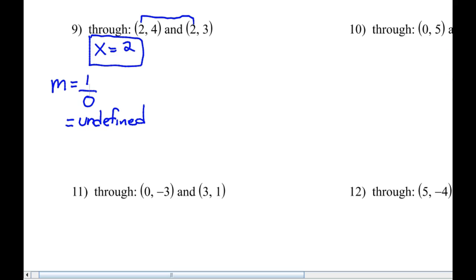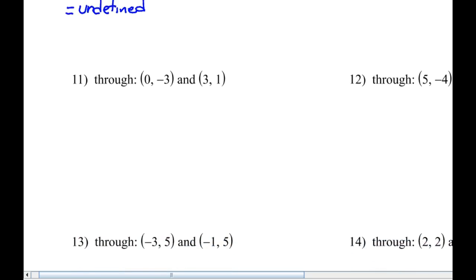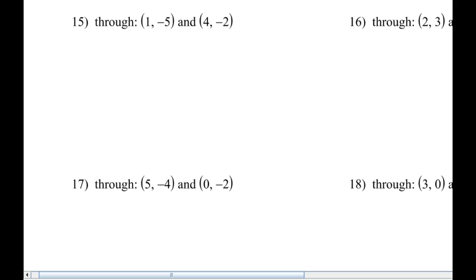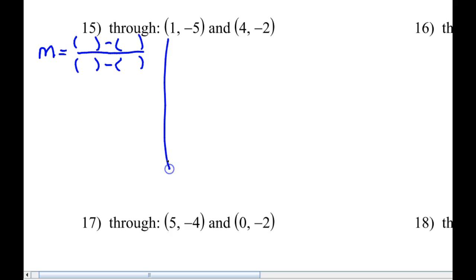Alright, so let's practice with a few more. Like 15, that'd be a good one. Go ahead and try to do the whole thing all the way through. This isn't going to be a vertical or horizontal line, so let's try to do one from beginning to end. Remember, start off by finding the slope of the 2 points, then getting that answer down at the bottom, and then plugging that into the point slope form.